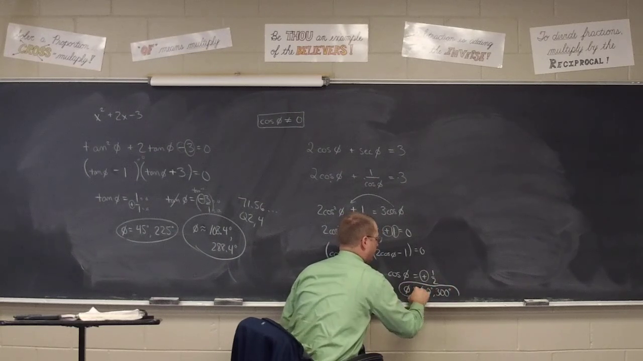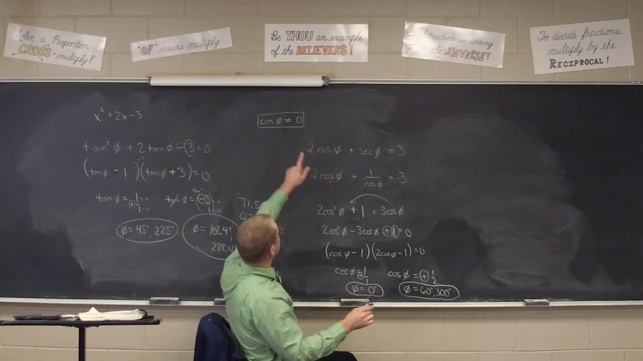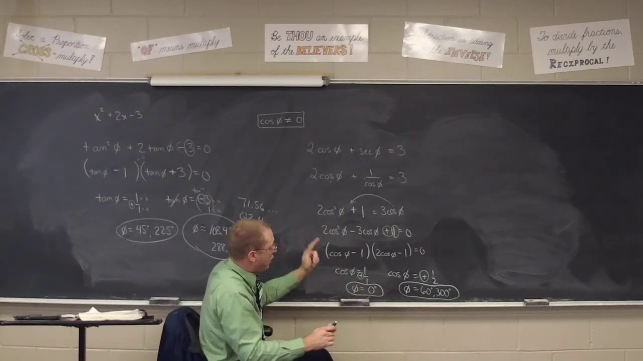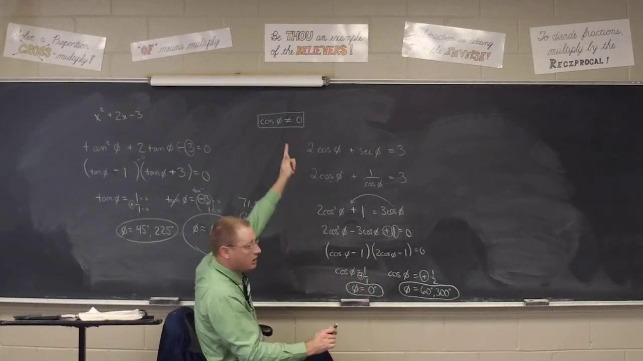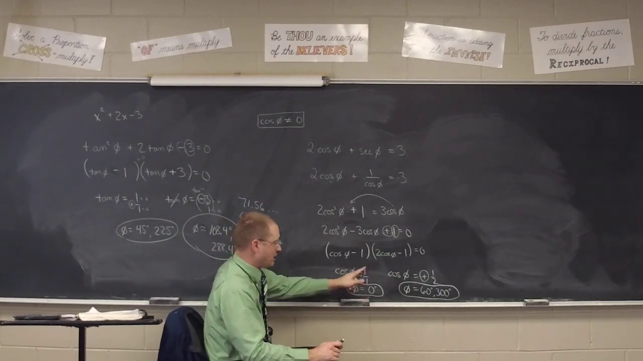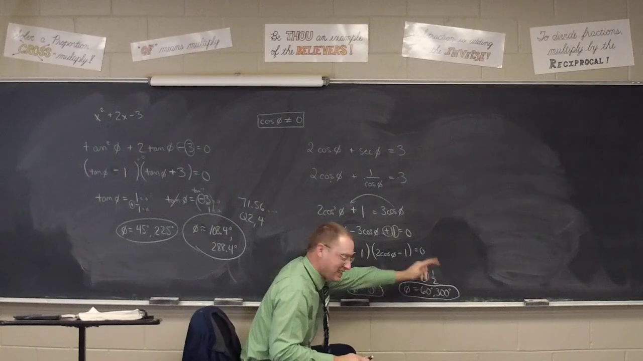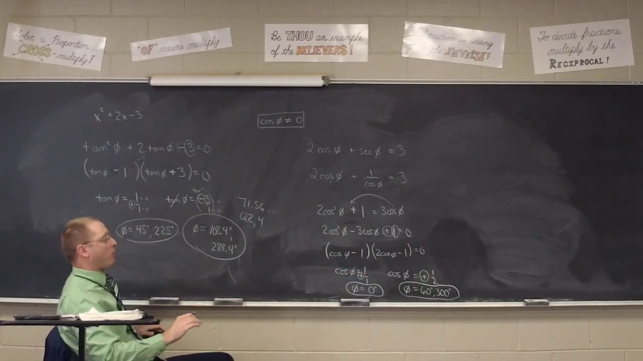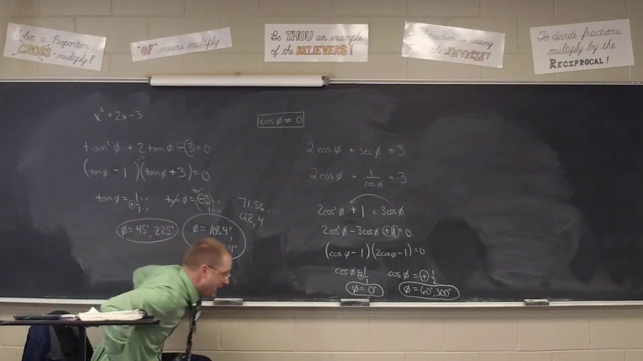Now, one little caveat. Cosine can't be 0. For any of these angles, if you took the cosine of those angles, would you get a 0? No. When you take cosine of that, you get 1. When you take cosine of that, you get half. Take the cosine of that, you get half. So for none of them does cosine equal 0, but it's just something I want to remind you to check at the end.